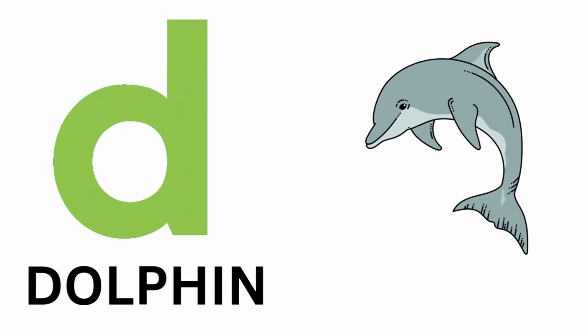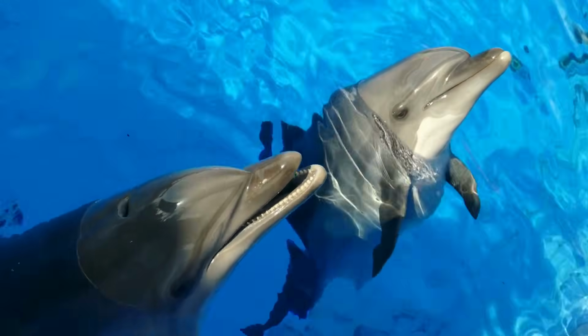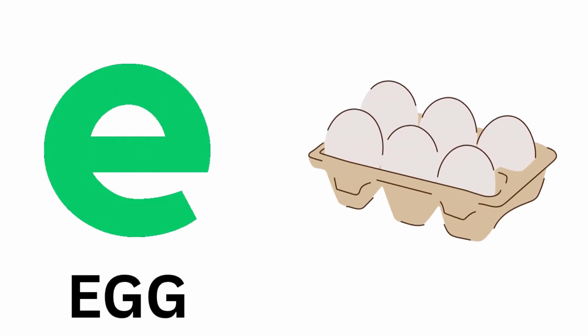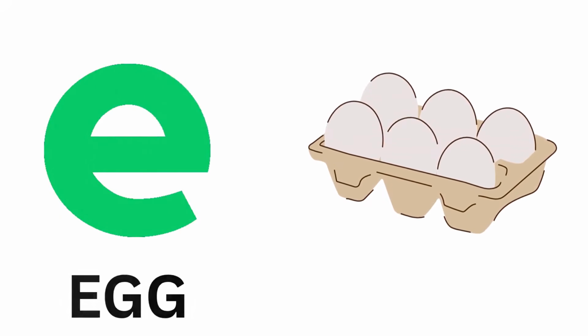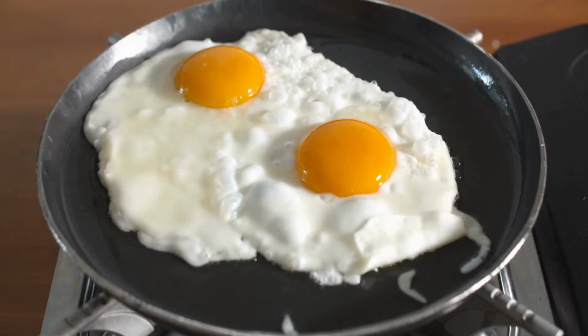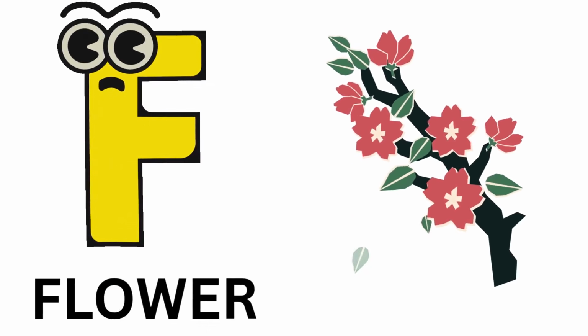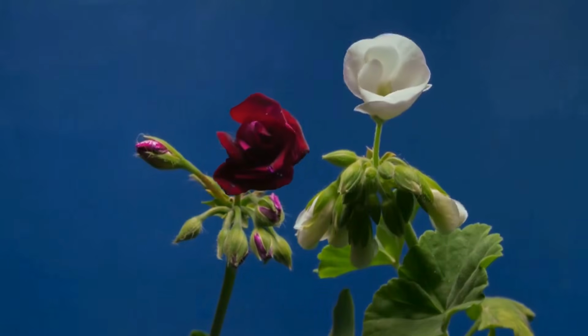D is for dolphin. Dolphin. D is for dolphin. E is for egg. Egg. E is for egg. F is for flower. Flower. F is for flower.